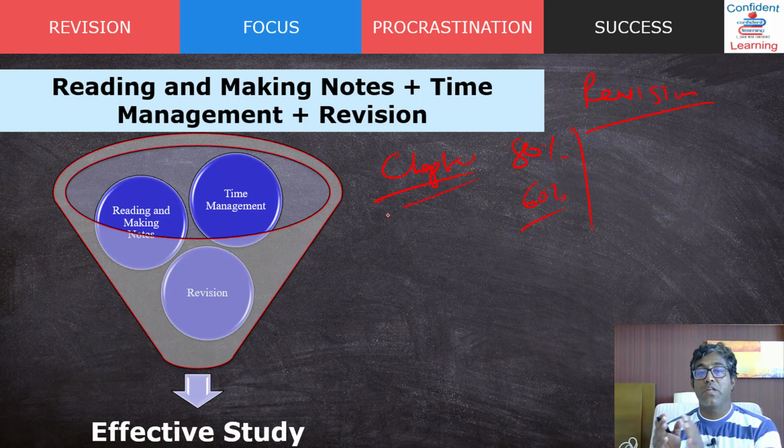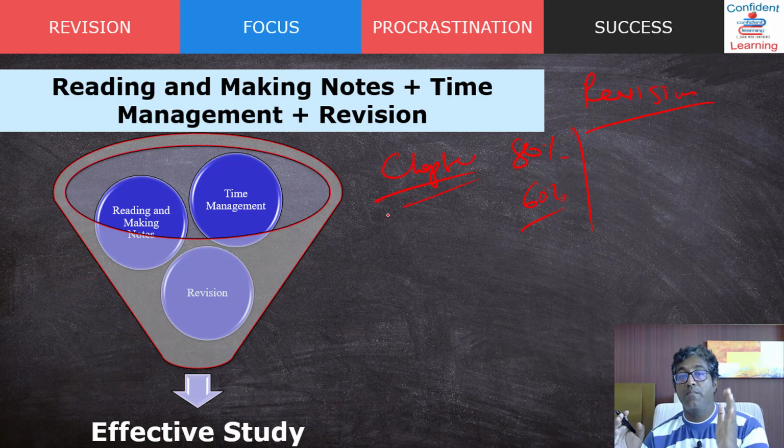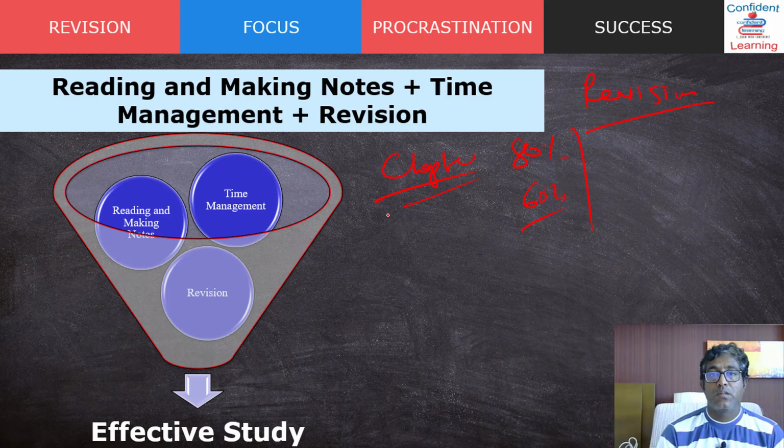And revision is not a separate part. You have to plan your strategy from the reading, making notes and time management to the final revision. It is all in parallel. You are reading, making notes, and then revising the topic, and simultaneously you are making a time management schedule also. But the main aspect of this lecture is to do the revision.